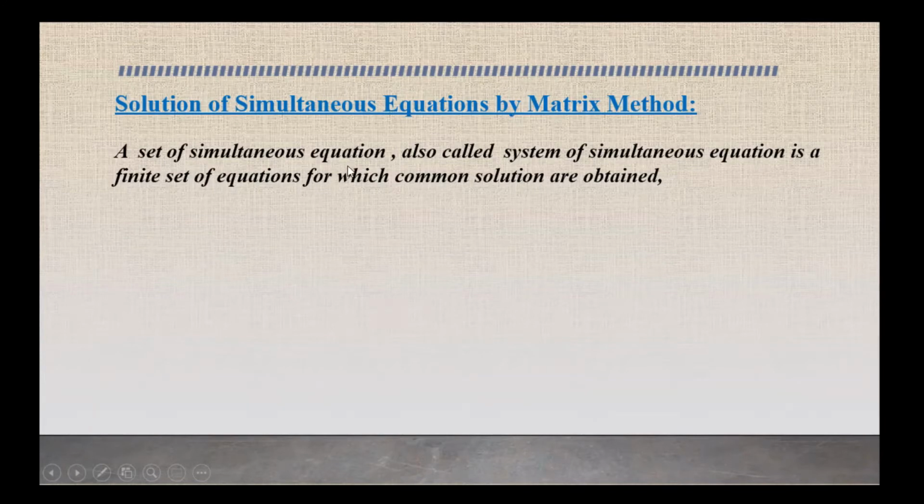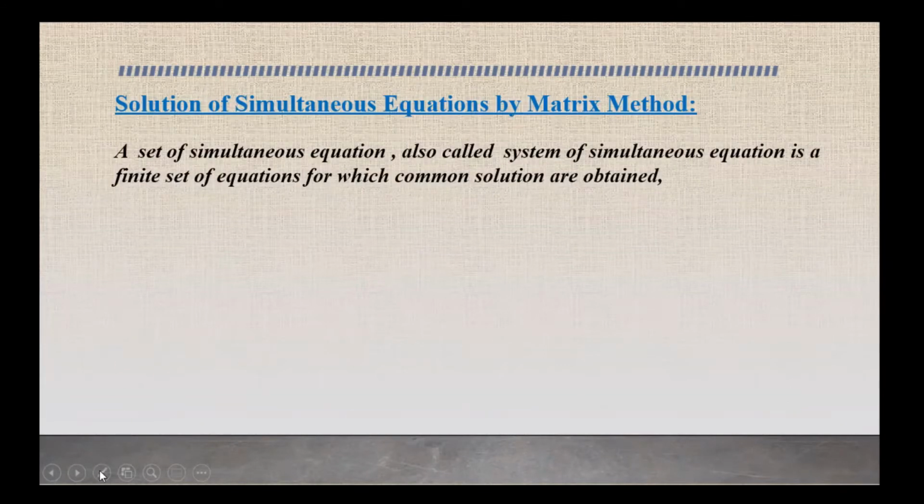A set of simultaneous equations, also called a system of simultaneous equations, is a finite set of equations for which the common solutions are obtained. We already learned how to evaluate simultaneous equations and find their solutions in high school. Now we discuss some linear simultaneous equations, because simultaneous equations are of different types.